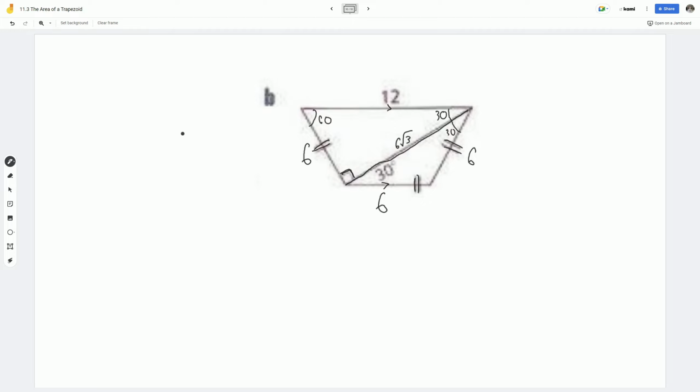Now, we have almost all the information we need to find the area. We have both of the bases, but now we just need the height. Now, try to find a way to solve the height using a right triangle.